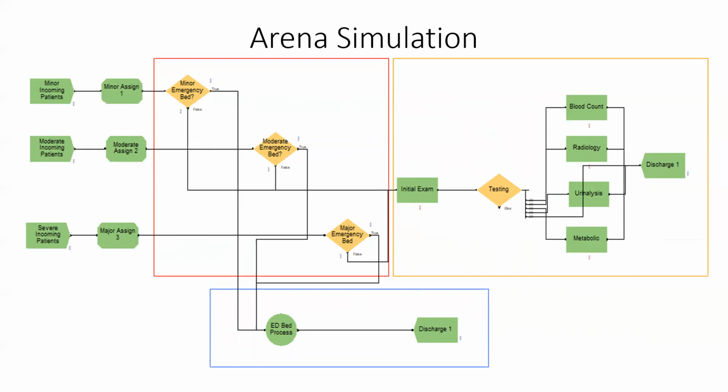And then if they don't need an emergency room bed, they go through the remaining process where they have an initial exam, and then they have testing, and then we simulated the 4 most likely processes that can be simulated in an emergency department, and then from there, discharge.